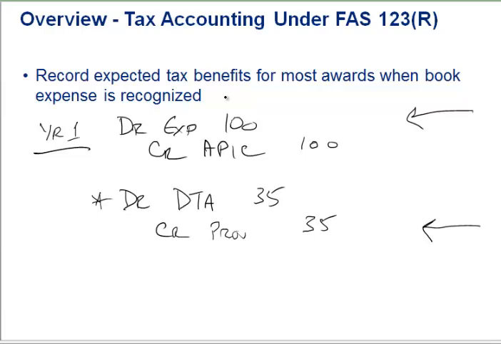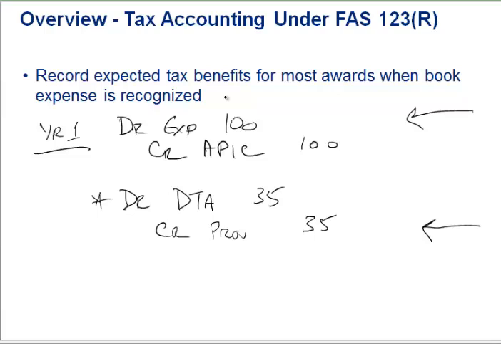Because if people met the holding period requirements, you wouldn't get a deduction. Patty? There's no guessing. The way the rules work is if you are assured a deduction, you set up a DTA. If you're not assured a deduction, you don't set up a DTA. We'll explain this a little more in an example in a bit here.